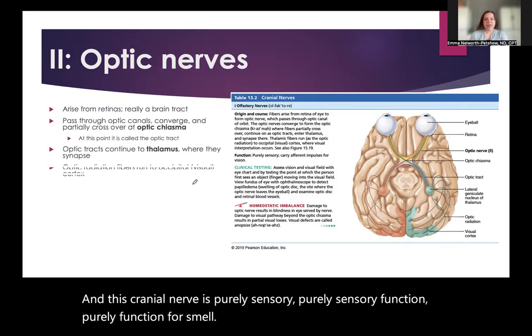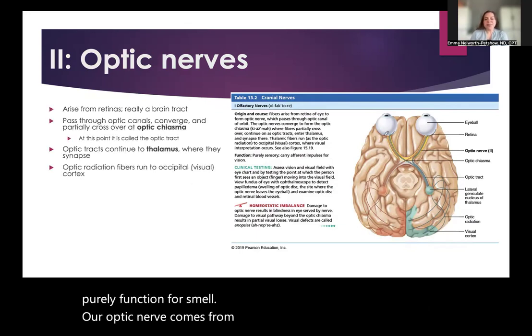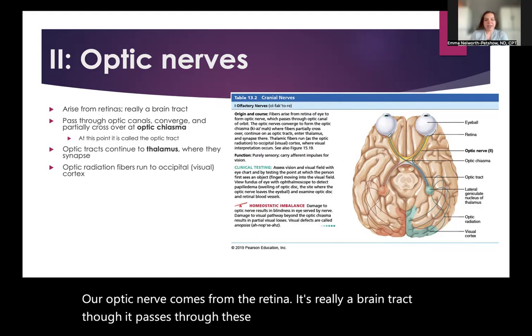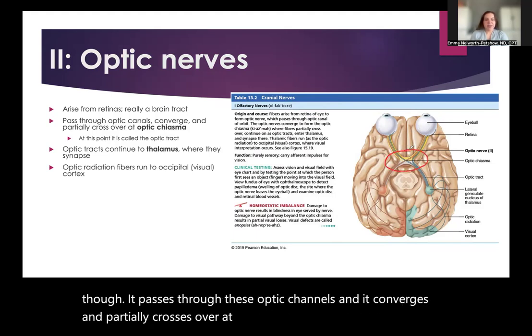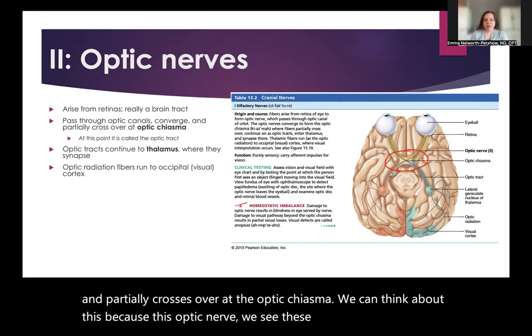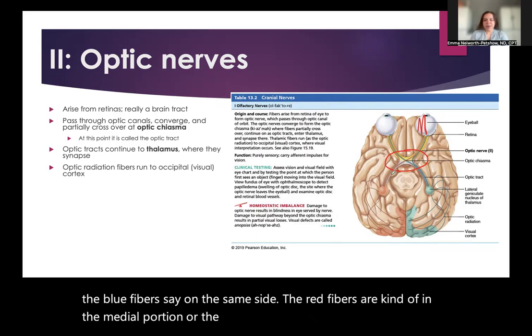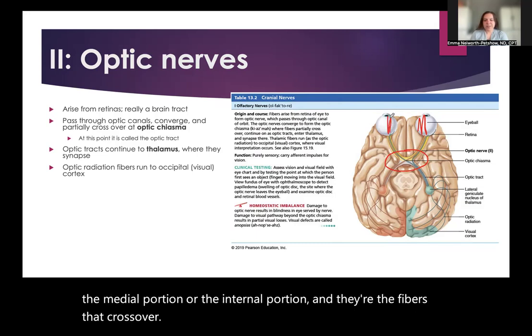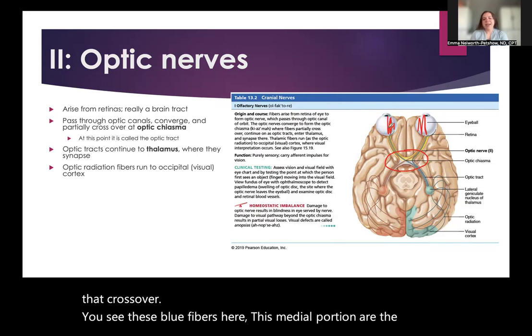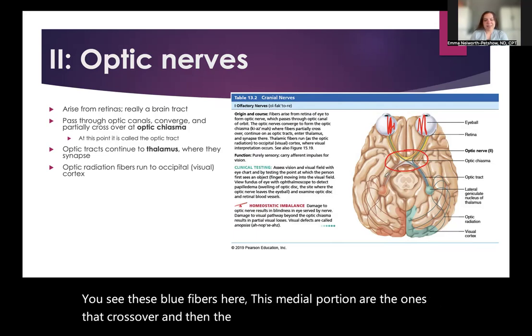Our optic nerve comes from the retina. It's really a brain tract, though. It passes through the optic canals and converges and partially crosses over at the optic chiasma. We can think about this because with this optic nerve, we see these red fibers cross over, but the blue fibers stay on the same side. The fibers in the medial portion, the internal portion, are the ones that cross over, and the lateral components stay on the same side.